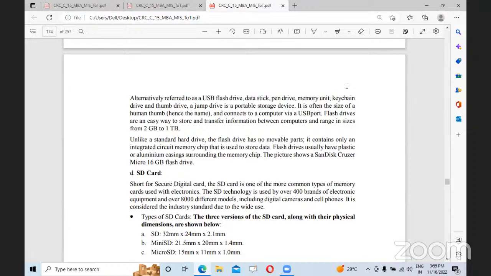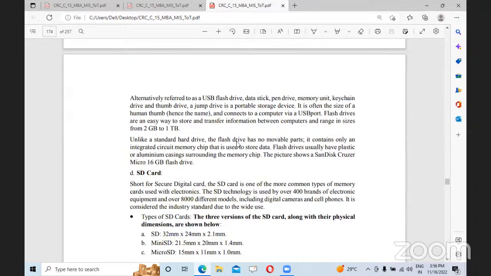It contains only an integrated circuit memory chip that is used to store data. Flash drives usually have plastic or aluminum casings surrounding the memory chip. The picture shows a SanDisk Cruzer Micro 16 GB flash drive. This is the total description of that peripheral.